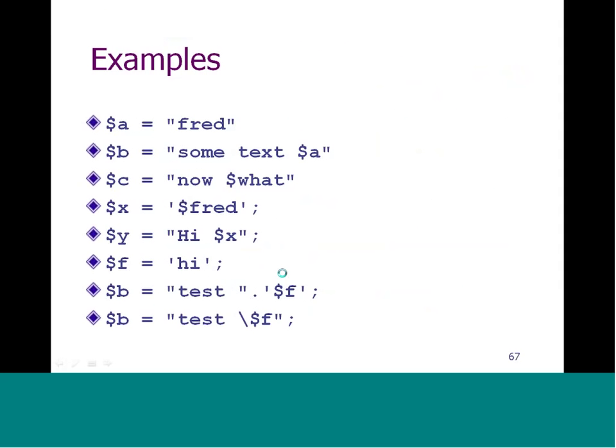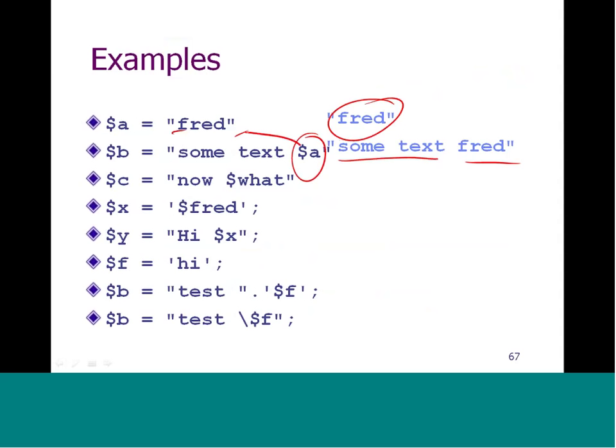So now let's look at some examples of strings and scalar variables. So here there are some examples. Dollar a is assigned to Fred, and note the quotations here. And then we say some text and dollar a. So what will happen? Here a is assigned to Fred. So we say b is some text and dollar a, that will print as some text Fred. So this is evaluated. Now since dollar what is not defined, that's left as an empty string. So it's basically just now.